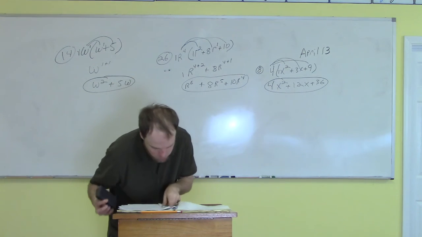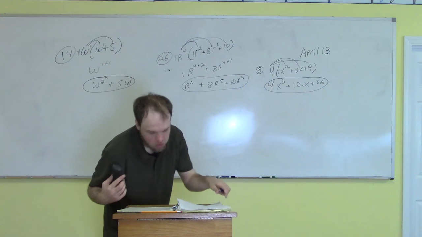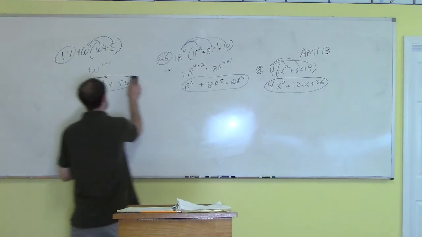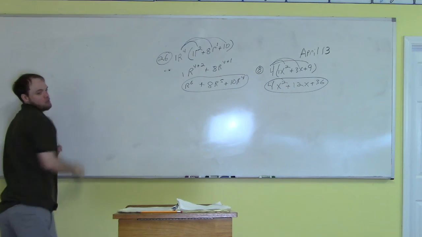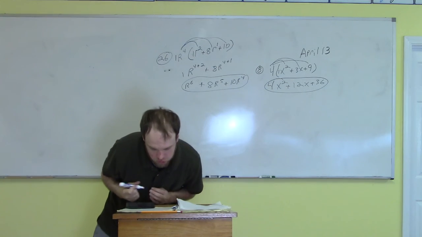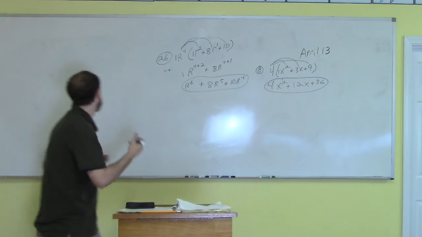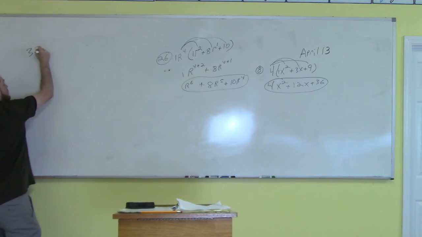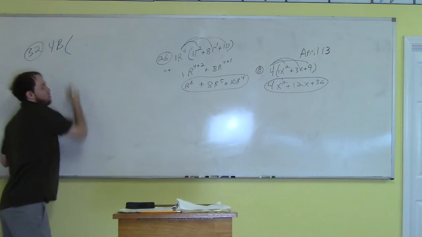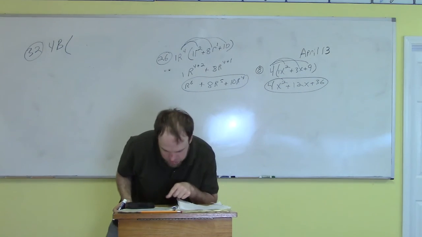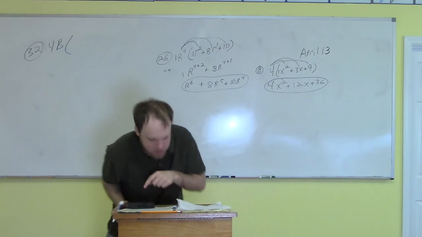We'll do one more. Look at 32. So 32 says 4b, and then they give us 20b minus 14.